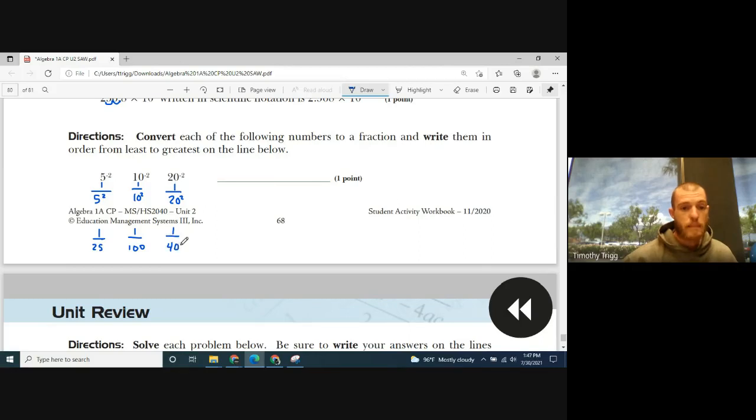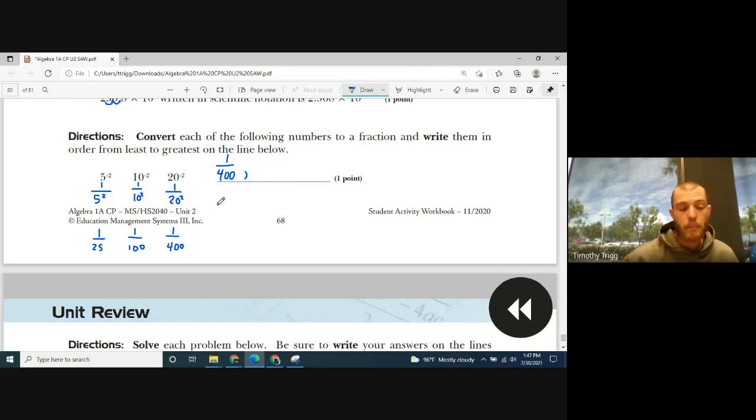Now it says, put these fractions in order from least to greatest. So we want the lowest one, the smallest one first. Well, which one's the smallest one? Well, it's actually the 1 over 400. This is the smallest one. Now, a lot of people make the mistake and they put this as the biggest one. This is actually the smallest one.